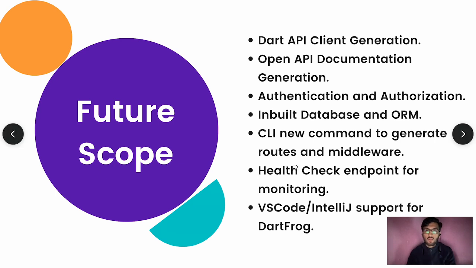Also, currently there is no built-in support for authentication and authorization. In the same way, there is no database and ORM support. I am using Docker to use Postgres in our backend. Maybe they will be provided in the next versions of Dart Frog, and we will get some new commands to generate routes and middlewares, and also to deploy the project. Also a health check endpoint for monitoring, so that we can monitor how our endpoints are working. And last, VS Code extension support for Dart Frog, so that we can easily create new routes and middlewares.